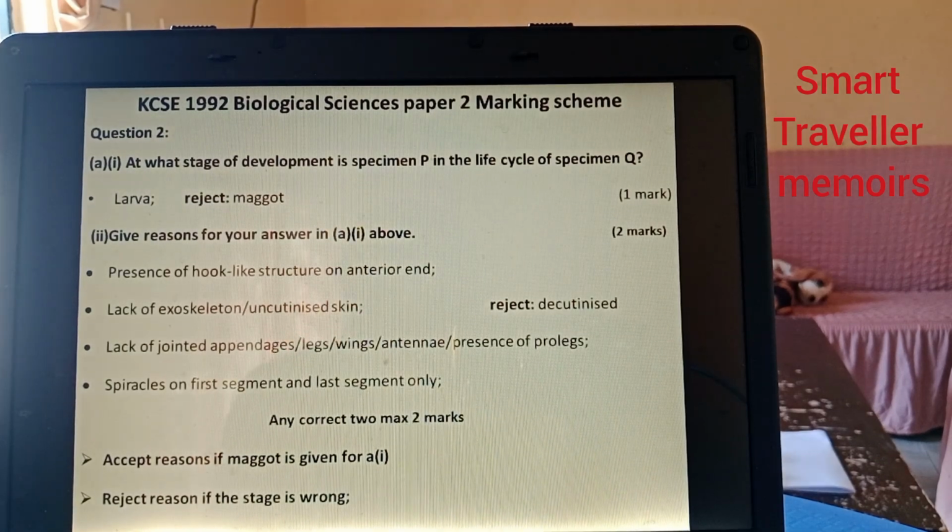So absence of prolegs. Spiracles on first segment and last segment only. Any correct 2, maximum 2 marks. Accept reasons if maggot is given for A1, but reject reason if the stage is wrong.